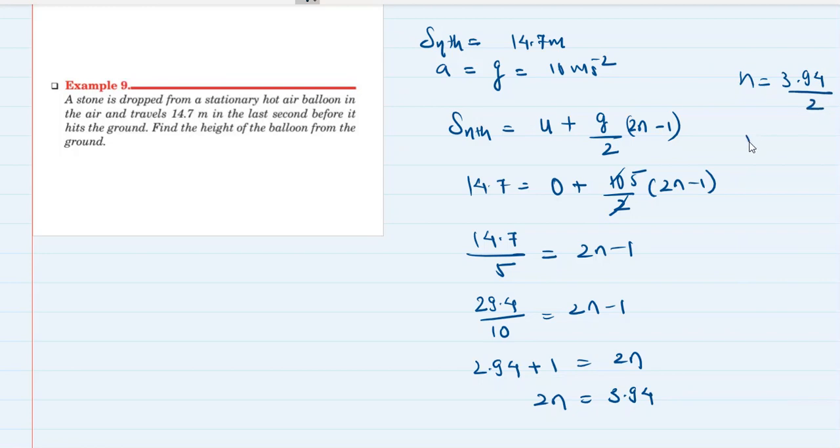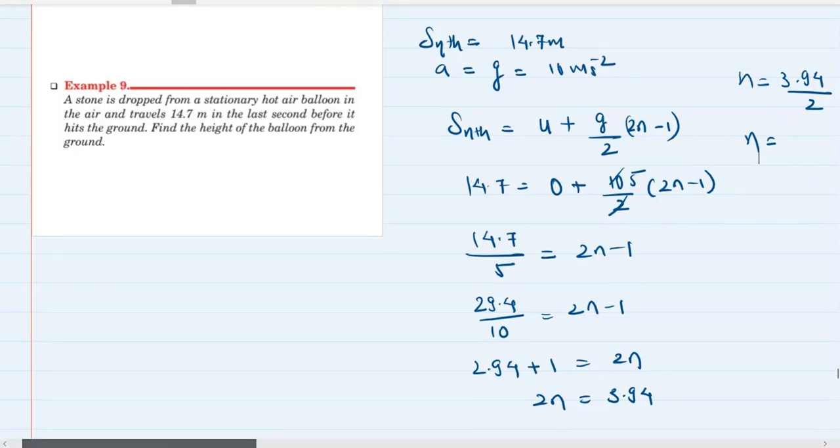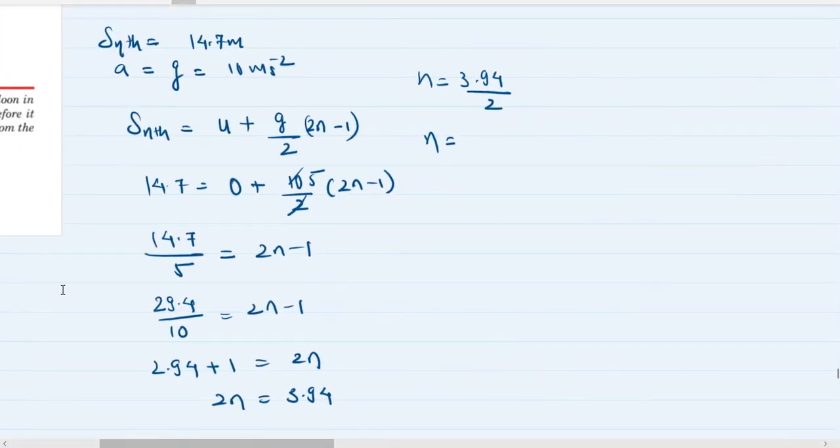3.94 divided by 2. So n is equal to, what is 394 divided by 2? 394 is near to 400, and this should be 197. So 1.97 approximately. Okay, so what is this 1.97? It's, I think, very close to 2 seconds. Let me just figure it out.